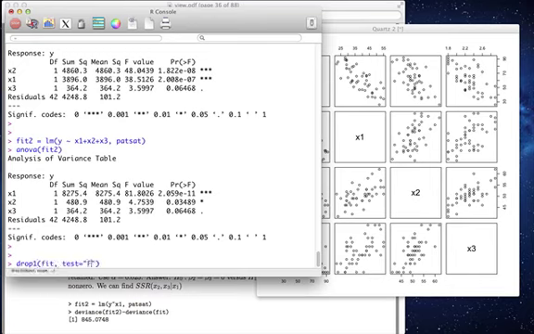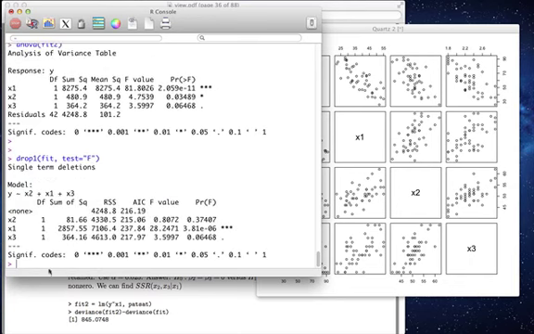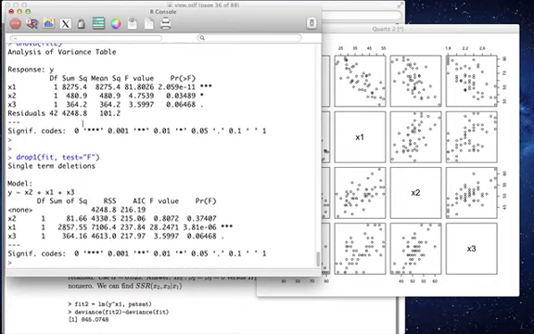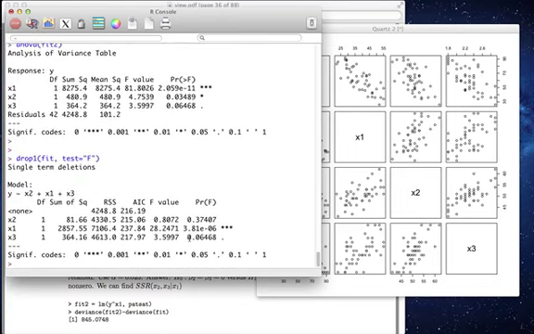Now, just for comparison's sake, let's do a drop1 of fit. If I say test equals F, I'll get these F tests. What you'll see is that the type 3 sums of squares for x3 are identical to those above. This is saying if you drop x3 from a model, leaving x1 and x2 in, you lose 364. We can think about this as saying if you add x3 to a model that already has x1 and x2 in it, you explain an additional 364. Notice the F test gives you the exact same p-value, 0.06468.